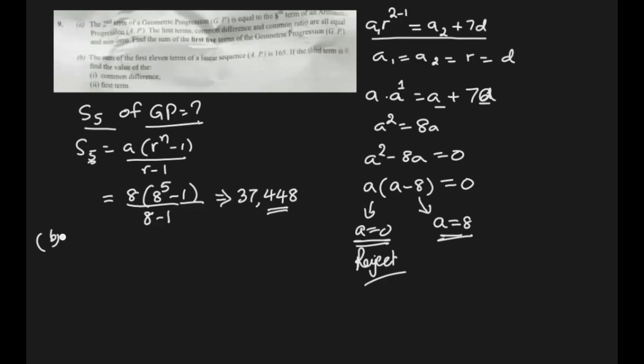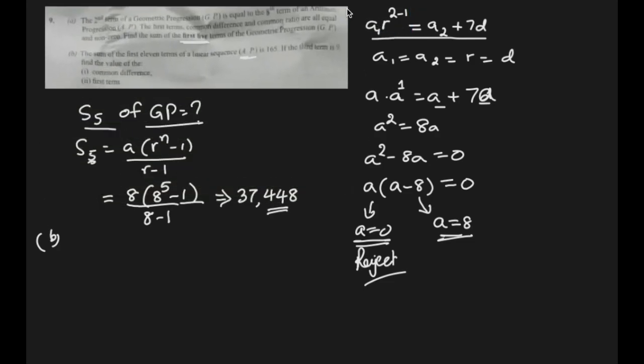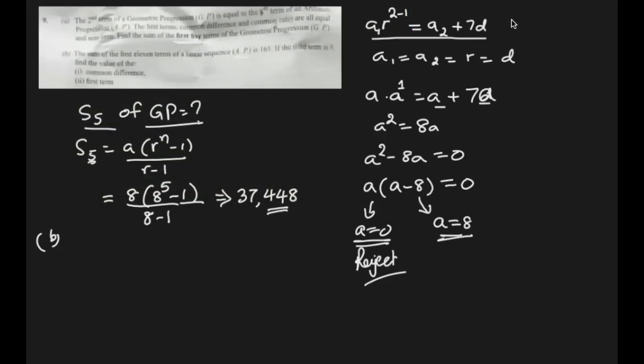B. The sum of the first 11 terms of a linear sequence, which is AP again, is 165. Sum of first 11 terms. So we know that there is a formula for the first 11 terms. S11 for AP will be 11 over 2. Let me write the formula here. Sn for AP is n over 2, 2a plus n minus 1 d.